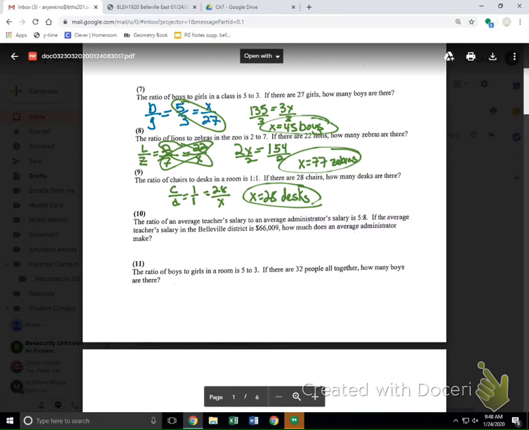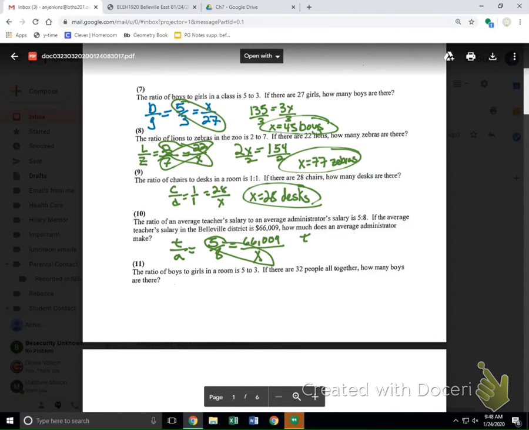The ratio of the average teacher's salary to administrator's salary is 5 to 8. So I put teacher over admin, 5 to 8. If a teacher is making $66,009, how much does the administrator make? So again, I made sure to line up all the stuff about teachers in the numerator, all the stuff about administrators in the denominator. These are a little bit larger. We're going to cross multiply.